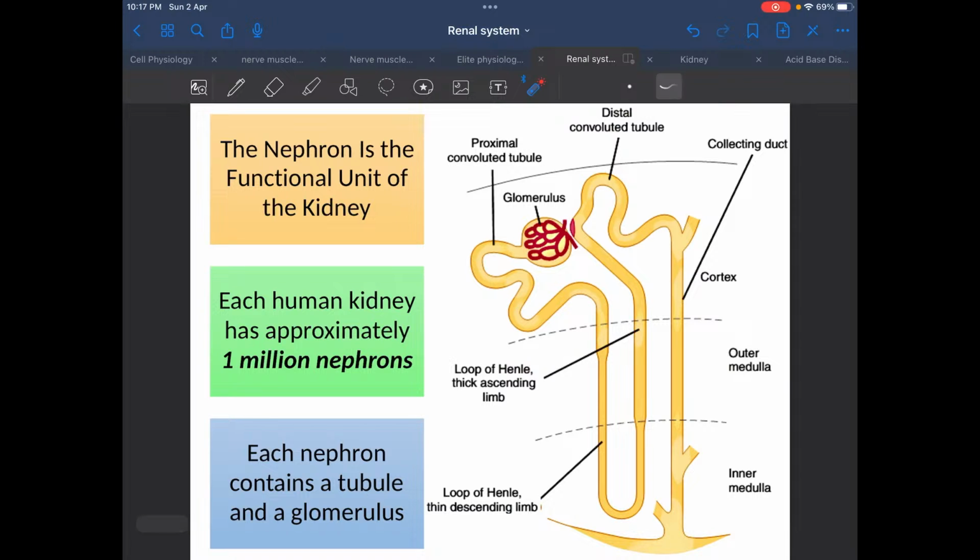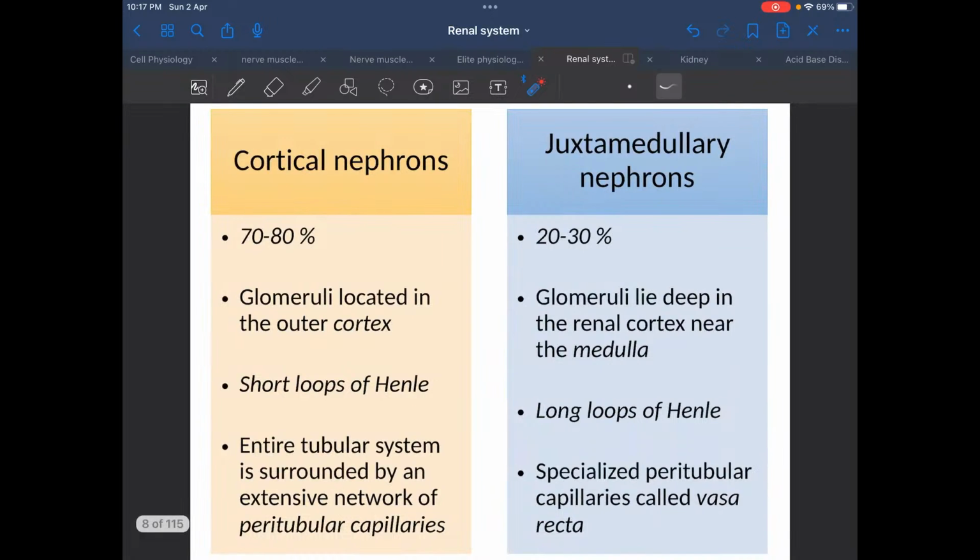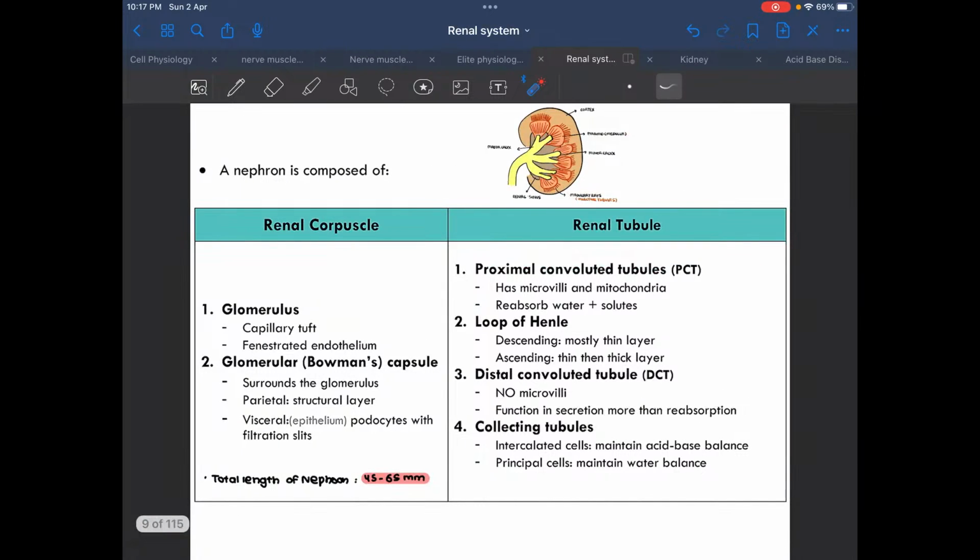So we know the nephron is the functional unit of the kidney, and each human kidney has approximately 1 million nephrons, right? And each nephron contains a tubule and a glomerulus, and we saw the different portions of the nephronic segments, as well as the differences between cortical nephrons and juxtamedullary nephrons. So again, the differences are summarized. We can see the renal corpuscle is made up of the glomerulus. We have the glomerular space which surrounds the glomerulus, and it has a parietal layer and a visceral layer. The total length of the nephron is about 45 to 65 millimeters.